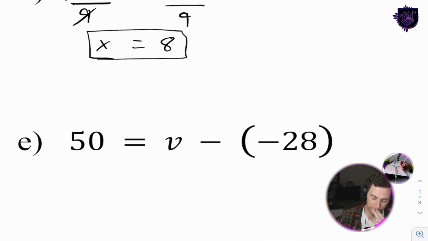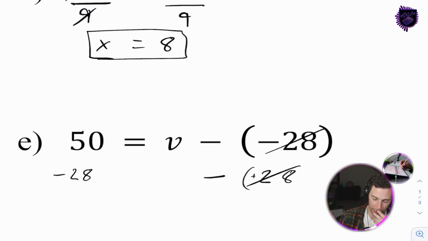So we want to do the opposite of subtract negative. So you want to subtract 28, subtract a positive, and subtract 28 from this side. This side cancels out. Subtract a positive 28. And on this side, no, I'm going to back up.